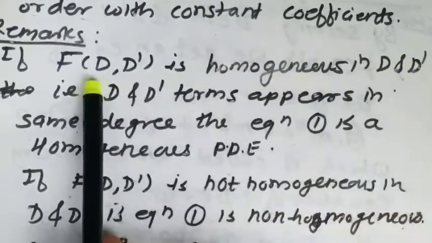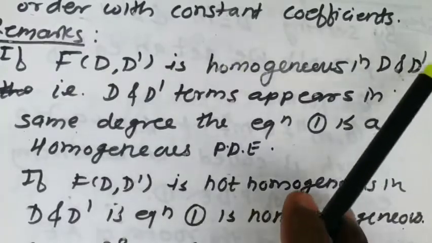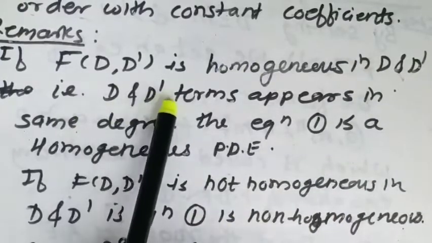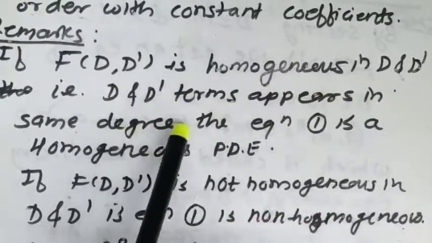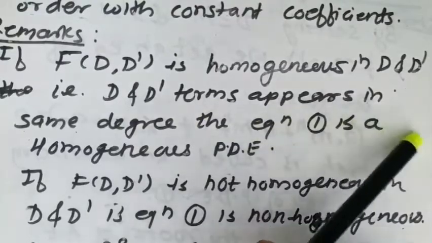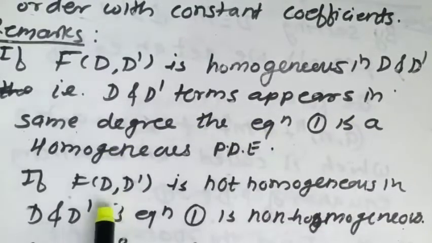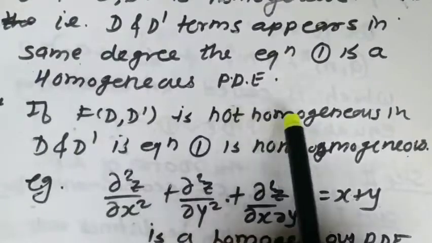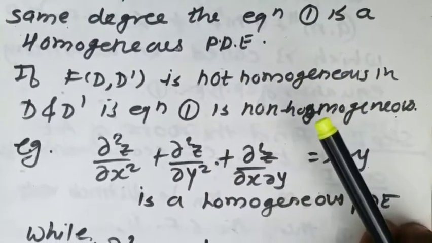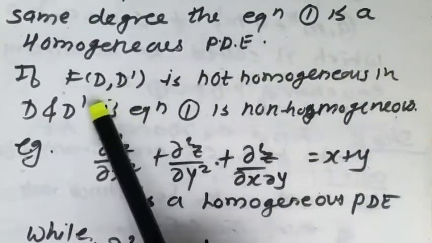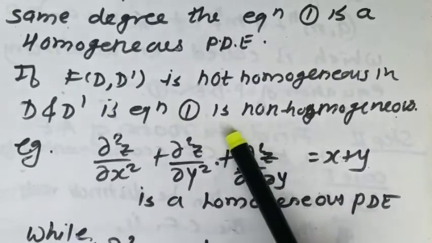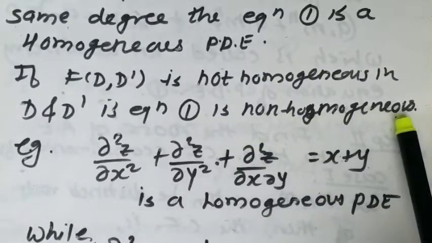Okay, if the polynomial in D and D' is homogeneous in D and D', that is, D and D' terms appear in the same degree, then equation 1 is called a homogeneous partial differential equation. And if f(D, D') is not homogeneous in D and D', that is, their degrees are not equal, in that case it will be called a non-homogeneous differential equation.